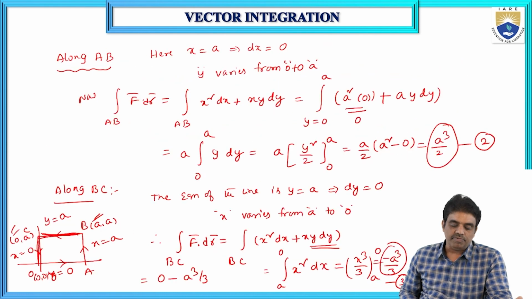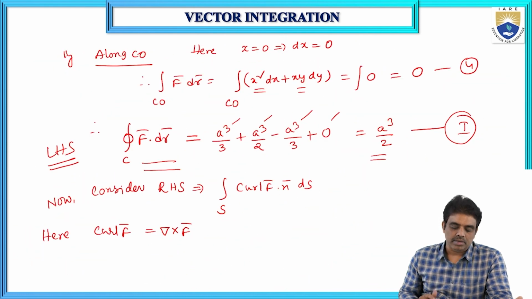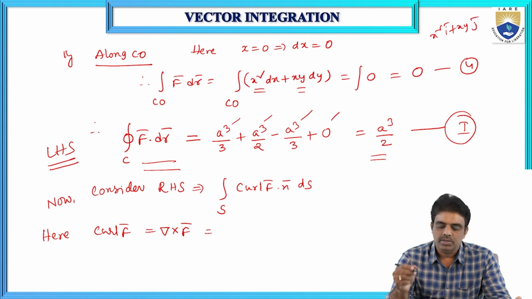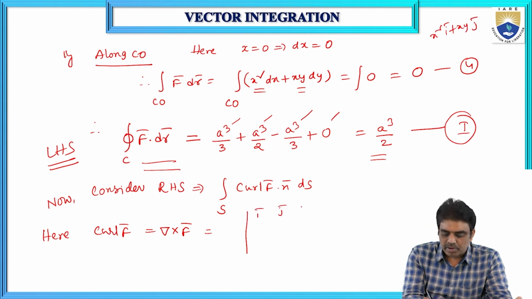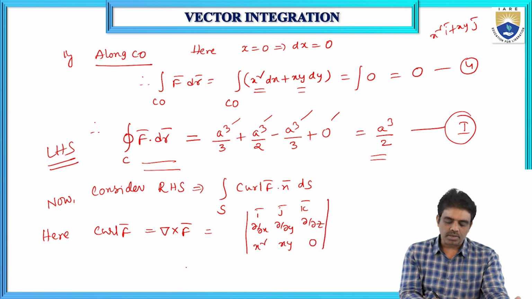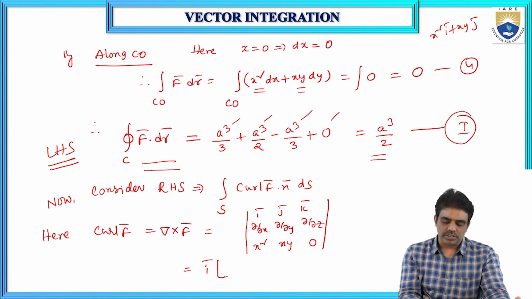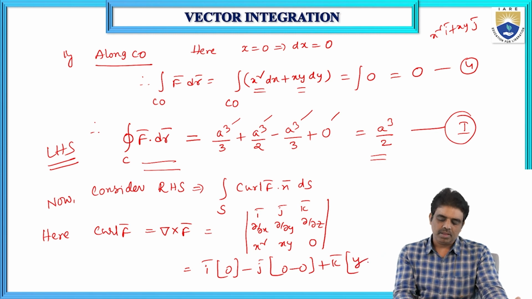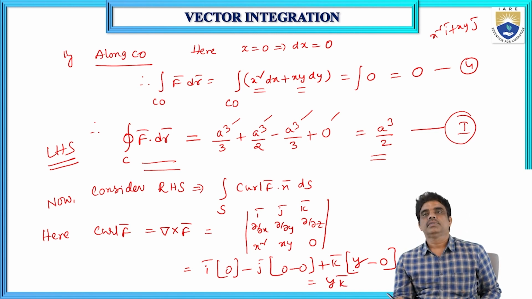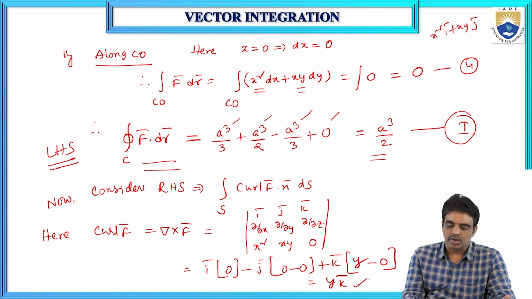So what is curl f bar? What is f bar? f bar is x square i bar plus xy j bar. So del cross f bar is the determinant of i bar, j bar, k bar; dou by dou x, dou by dou y, dou by dou z; and x square, xy, 0. So i bar into 0, minus j bar into 0, plus k bar into dou by dou x of xy, that is y, minus dou by dou y of x square, which is 0. So the value is y into k bar. Curl f bar value is y into k bar.